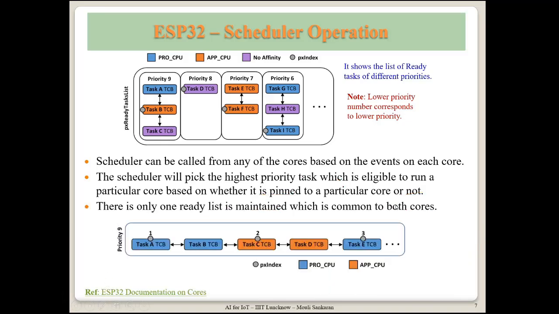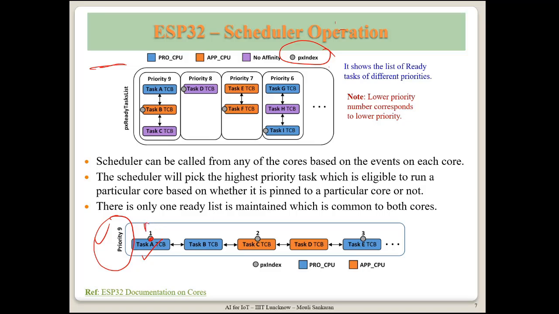So how is it implemented? Very simple, it's not complex. Assume that priority 9 is the highest priority. This is the indication, the px index, that a particular task has been picked up by a scheduler. Imagine a situation where this task has been picked up from the priority 9 ready queue to run on some core. Let me assume this is the APP CPU.